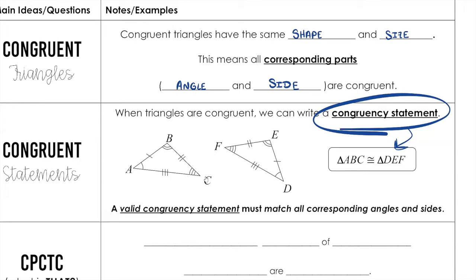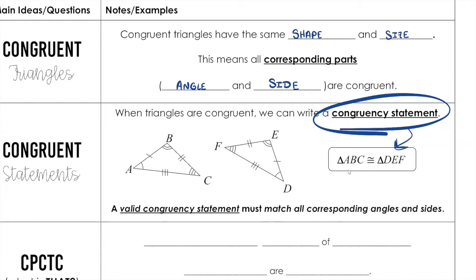So if we look at our congruency statement, ABC to DEF, our congruent angles are always going to be in the exact same spot. So A comes first. Because D is congruent to A, D comes first. B comes second. Because E is congruent to B, E comes second. And lastly, C comes third. And so because F is congruent to C, F comes third. Wait, so the order that the statement is written matters? It does. The order that our vertices are written in matters.